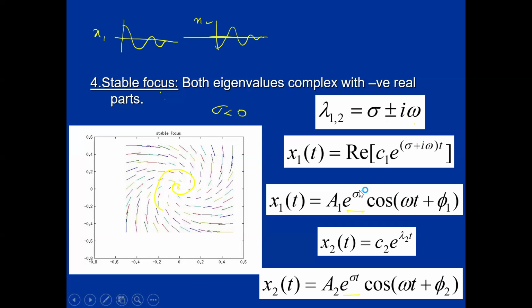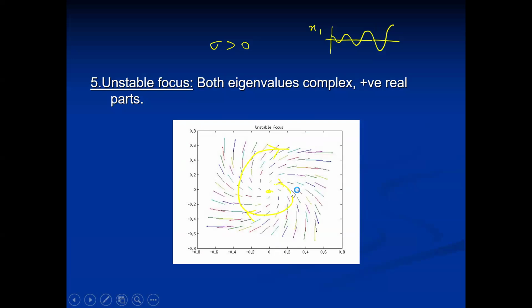Now, this sigma, the real part, if it is positive, then it will blow up, because e power sigma t blows up when sigma is positive. So instead of coming back to the origin, it will keep going away from the origin, following a circulating path. That kind of a point is unstable. Then it's called an unstable focus.